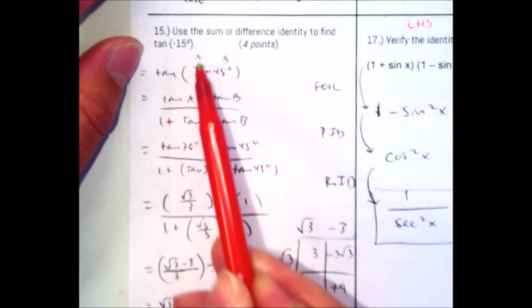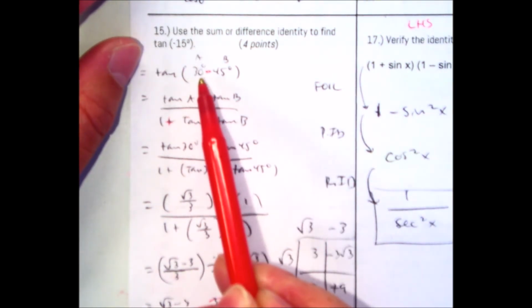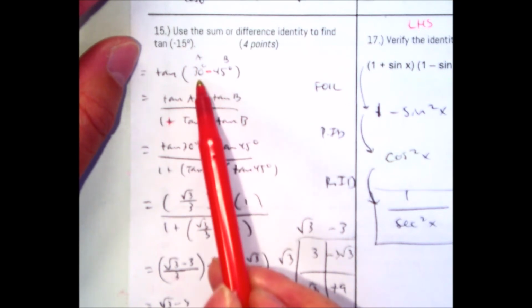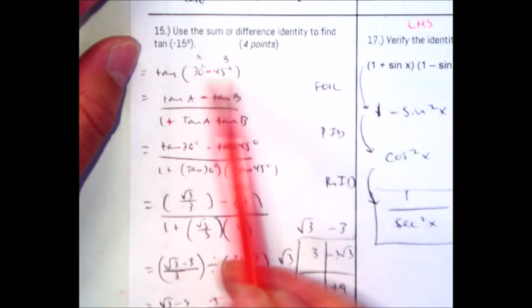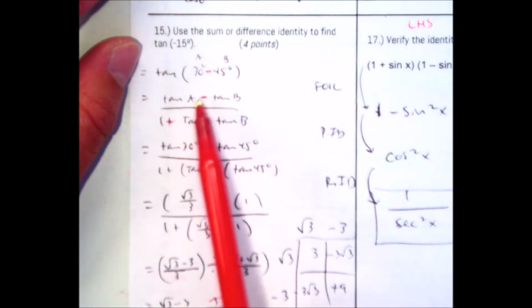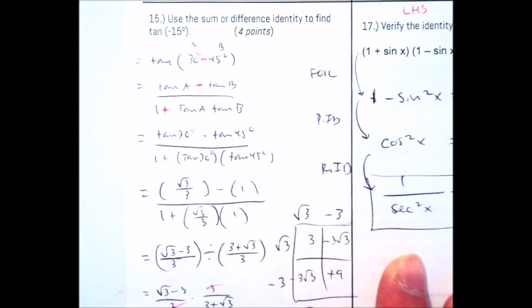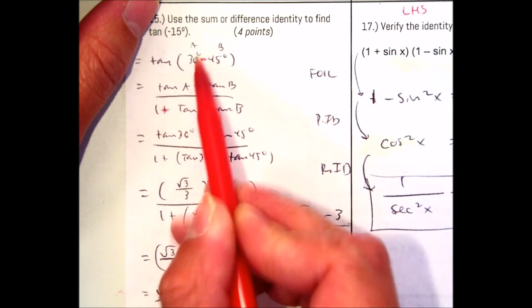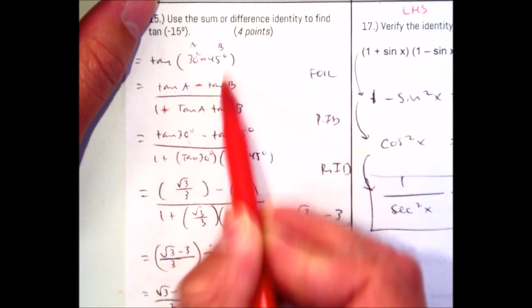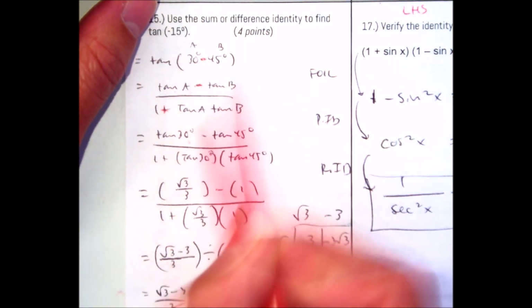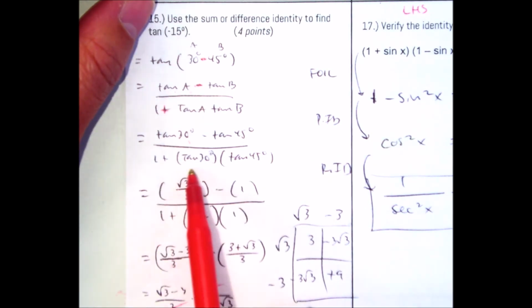So your A value for mine, now you could have chosen something else. Someone else might pick a different number, 45 minus 60 would have been correct. So your numbers might be slightly different, but I was trying to look at the math that you were using. Mine is tangent of 30 degrees minus the tangent of 45. So I'm just putting the A's and the B's back in. Over 1 plus tangent of 30 times tangent of 45.